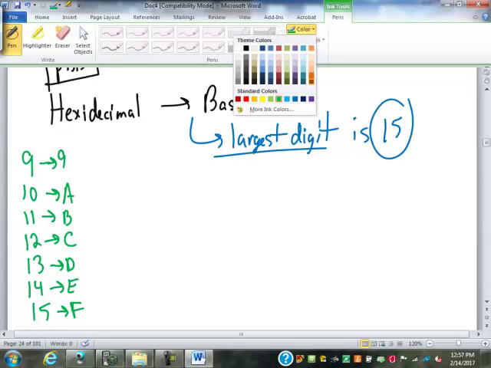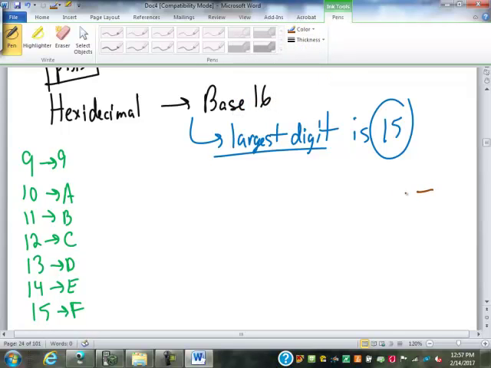So now our place values. This is the ones place again. This is 16 to the power of 1, which is just 16. 16 squared is 256. 16 to the third is 4,096. And then we keep going from there. But we're going to stop there because we're not going to use anything larger than that.